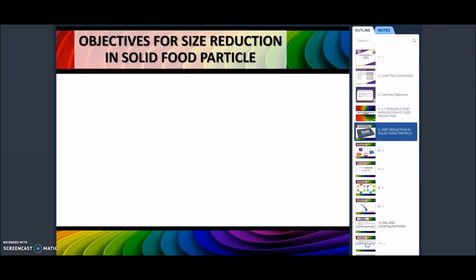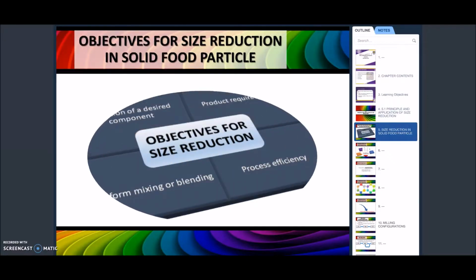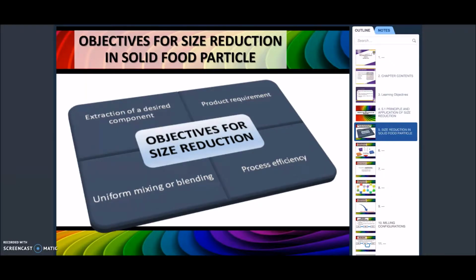Objective for size reduction in solid food particle. There are several objectives, starting with the extraction of desired component, for example, the extraction of juice from sugar cane. The second one is the product requirement, for example, for icing sugar and flour manufacturing.